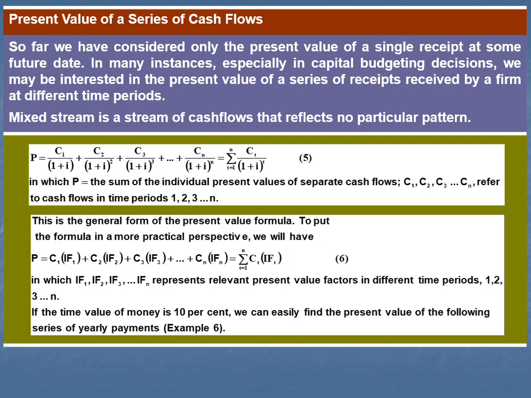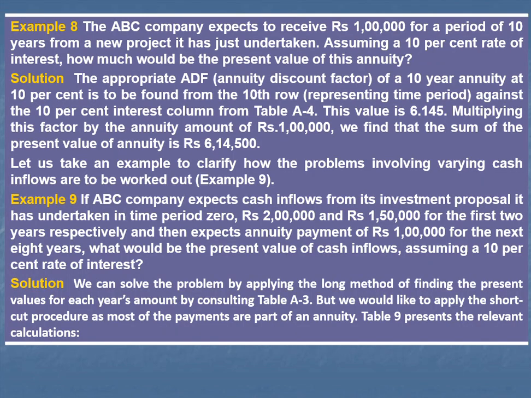So in the present value, if there is a single receipt at some future date, so in that case we have a mixed stream of cash flow reflecting no particular pattern. So here like this we are able to calculate. This example also shows how to calculate the present value, and how you are able to solve the sum based on that.